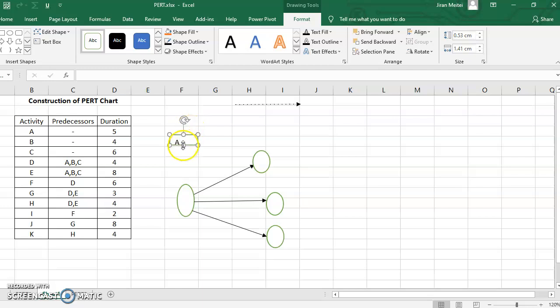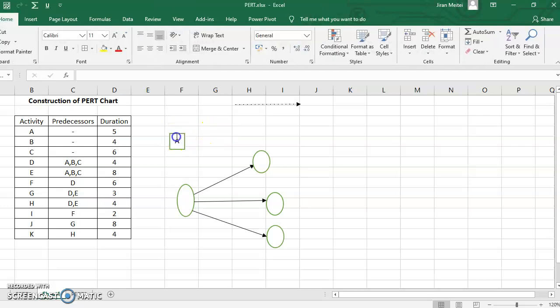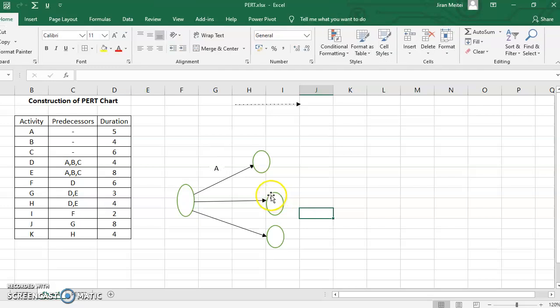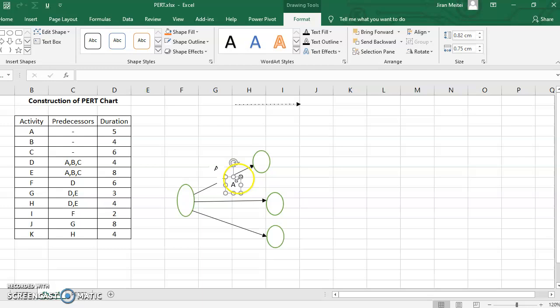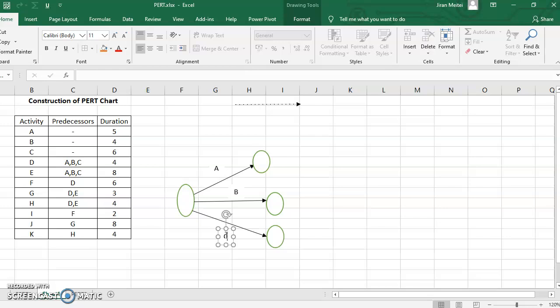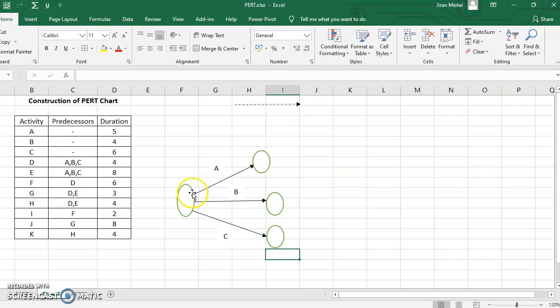I said this is activity A. Similarly, this will be B, and this will be your activity C. These are the three activities which started simultaneously from the starting point of the project. The activity A starts over here. These are the starting points of the three activities. These are the ending points of the three activities.